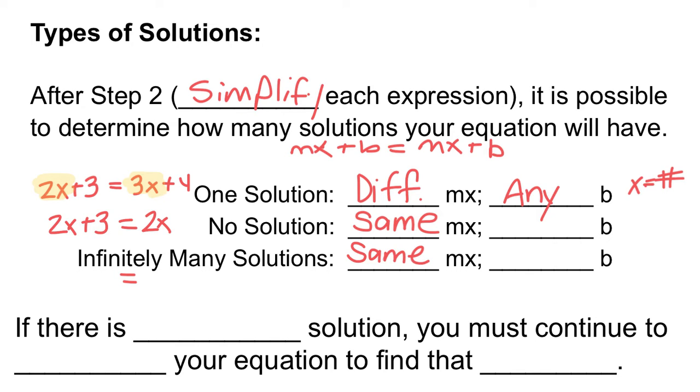So the rule for no solution is: you have to have the same x, but a different b. It doesn't matter what the b is, but it has to be different in order to have no solution. So same x, but a different b value.